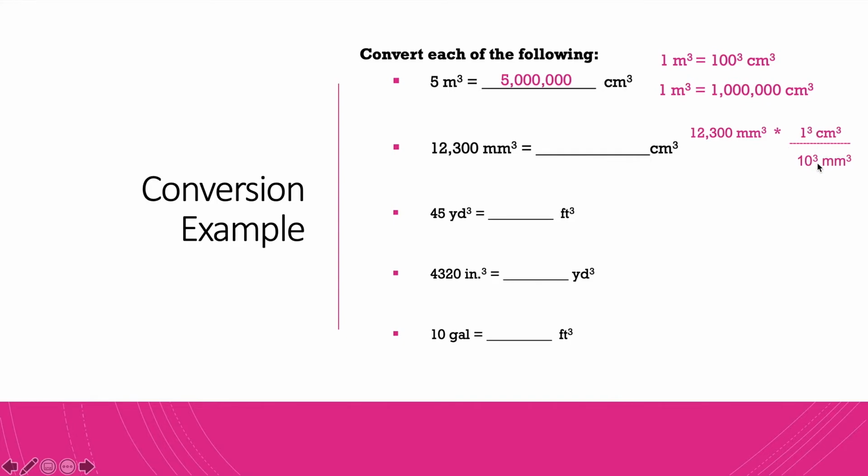Now, since I'm talking about volume, I did cube both of them. So I have to take 12,300 times 1 divided by 10 to the third power. What do we get? We get 12.3 centimeters cubed.